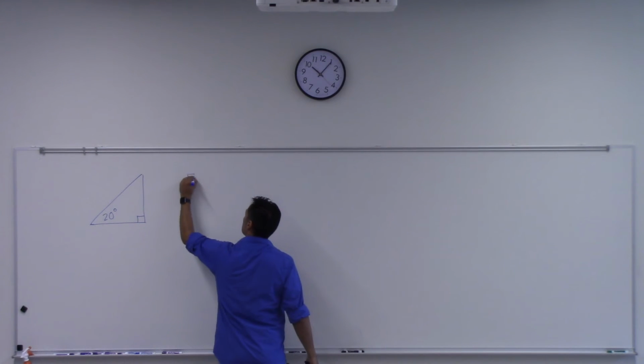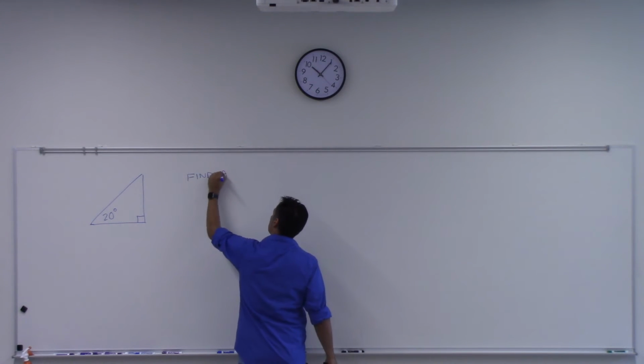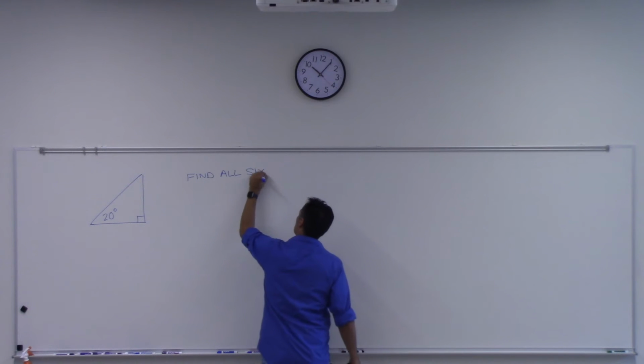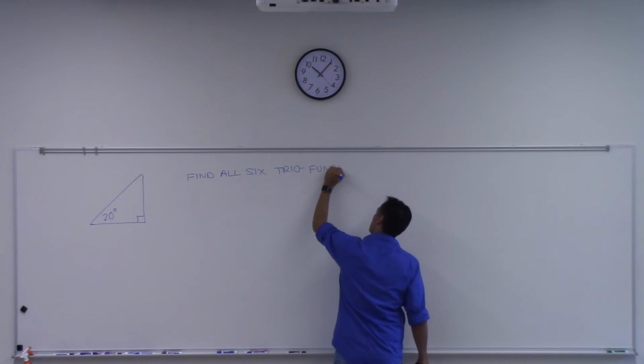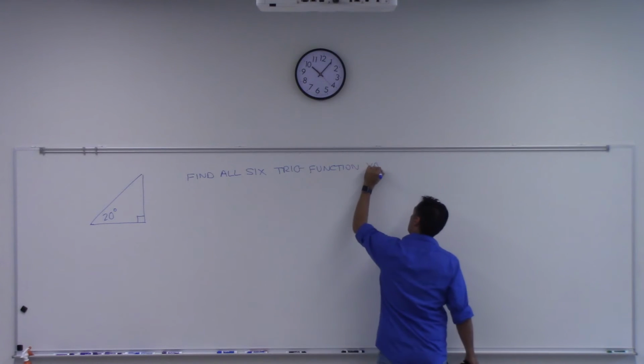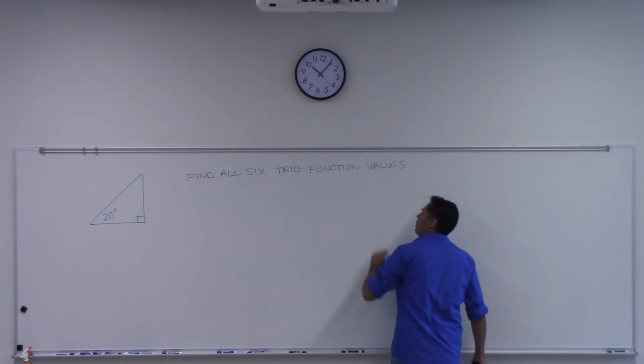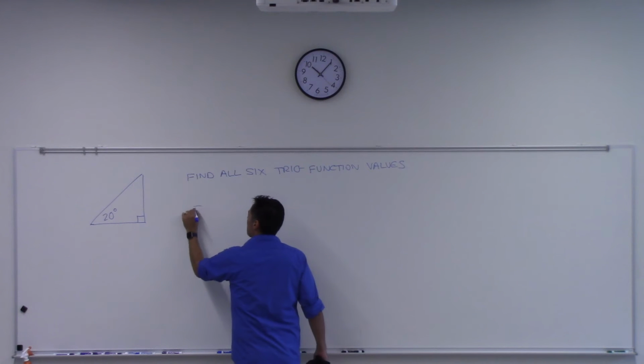So find all 6 trig function values. First thing I want is, what is sine of 20 degrees?